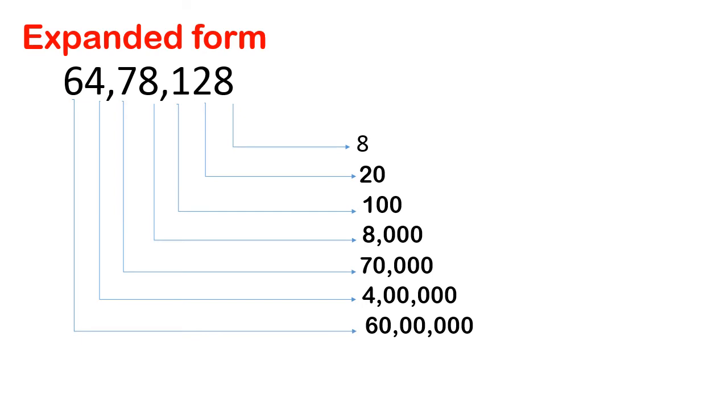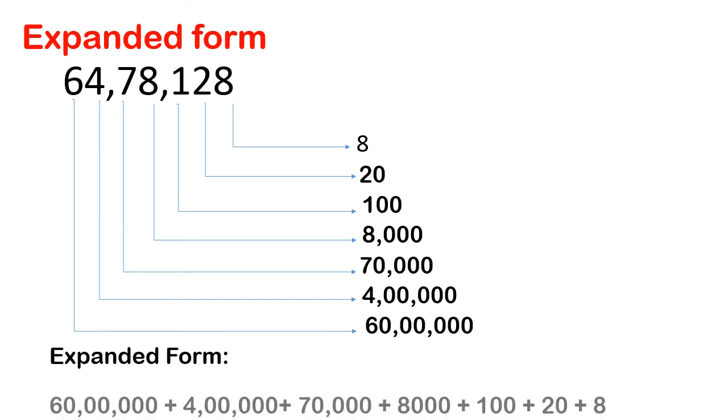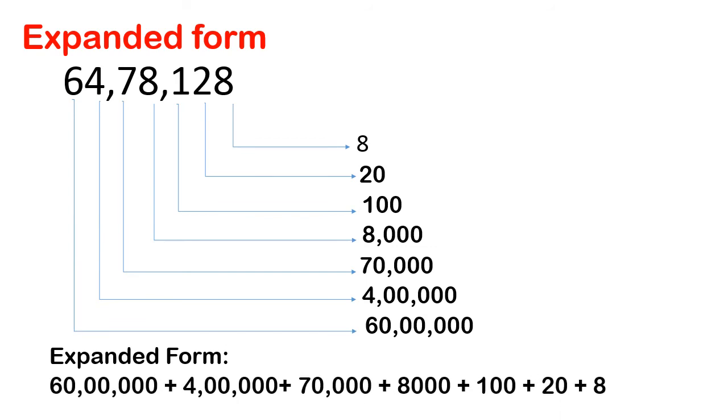Then place value of 6 is 10 lakhs. So 60 lakhs. Now the expanded form is 60 lakhs plus 4 lakhs plus 70,000 plus 8,000, then plus 100 plus 20 and plus 8. So this is the expanded form. We can write in this way also.